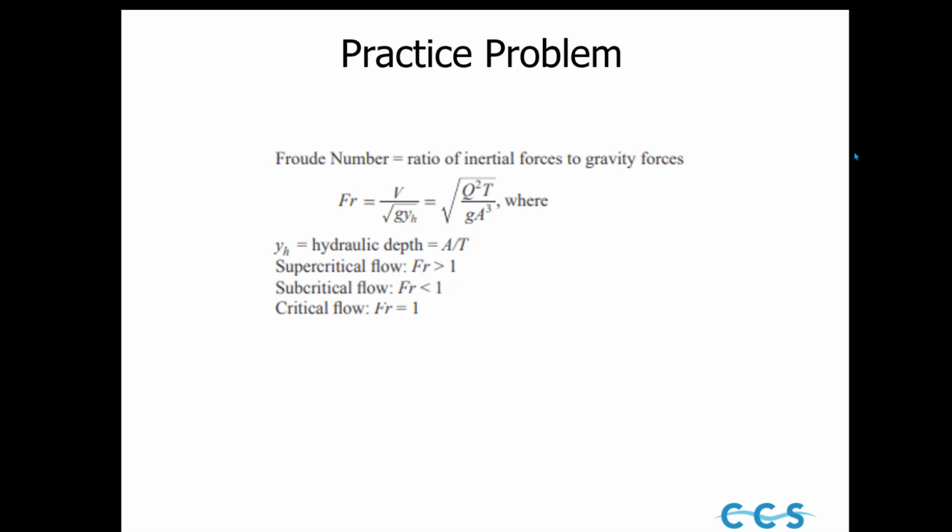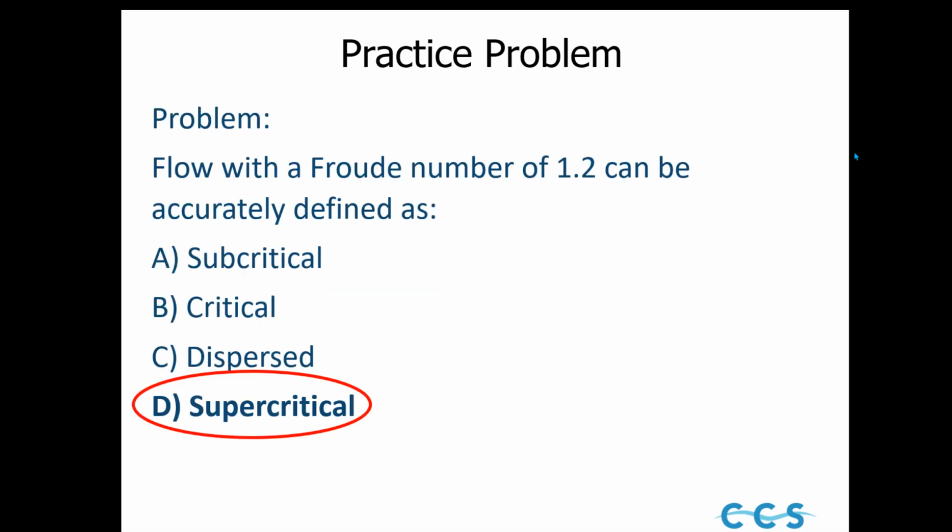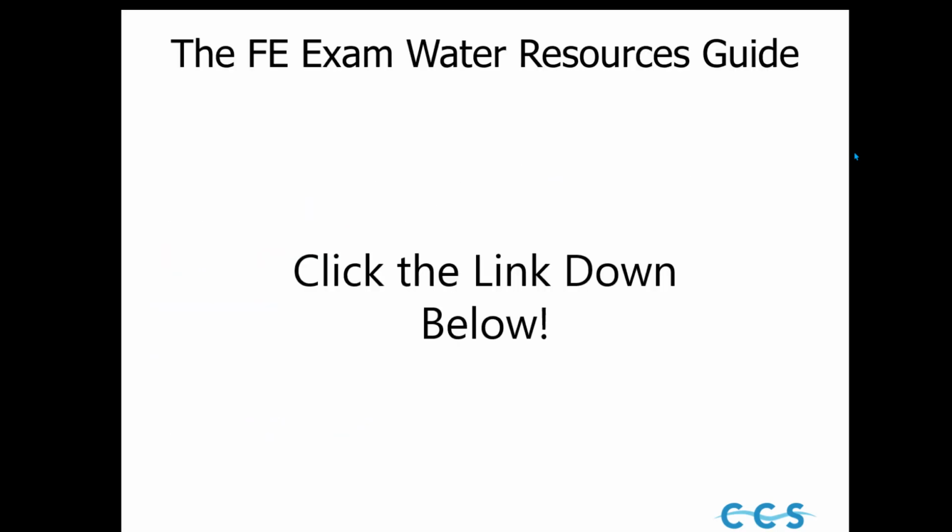But by looking at this definition, we do know that supercritical flow is the Froude number greater than 1. So that was pretty easy from a problem perspective. We didn't freak out. We just went, okay, what do I know about the Froude number? Let me look that up. And the answer was right there in the FE manual. So it is D, supercritical flow will be the answer to this problem.